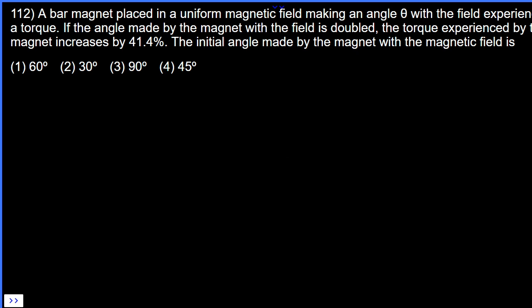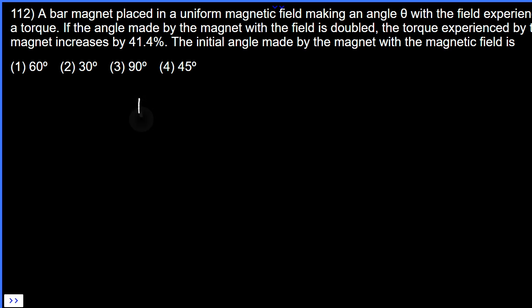Problem number 112. A bar magnet placed in a uniform magnetic field, making an angle theta with the field, experiences a torque. The angle made by the magnet with the field is doubled. The torque experienced by the magnet is increased by 41.4%. The initial angle made by the magnet with the magnetic field is.